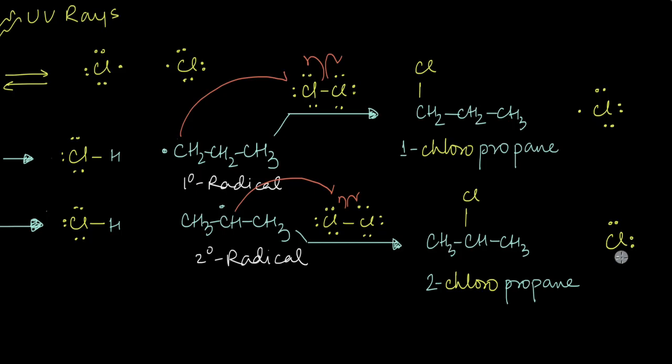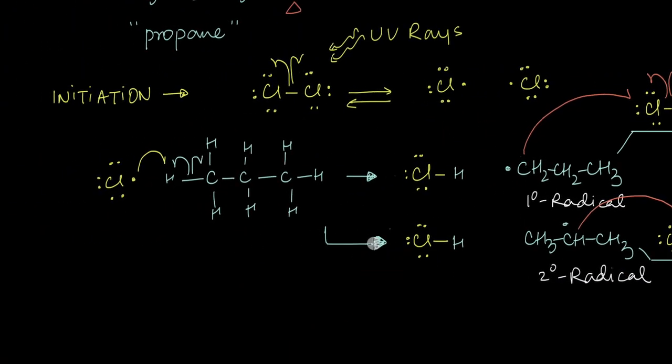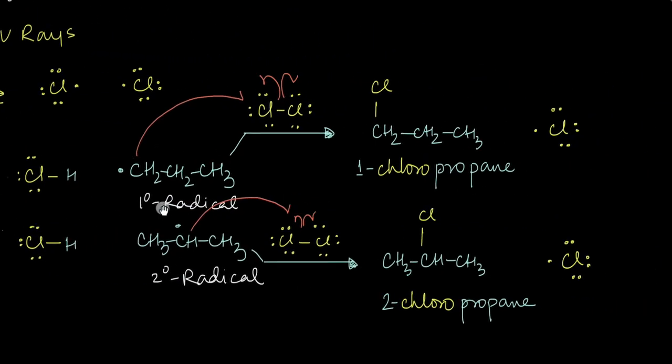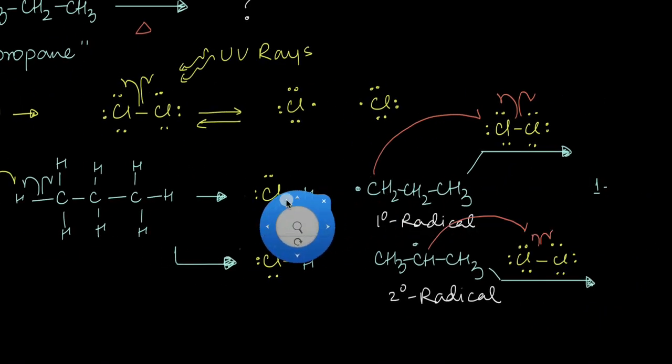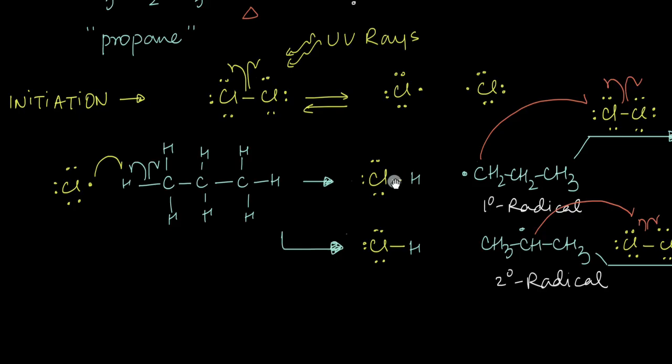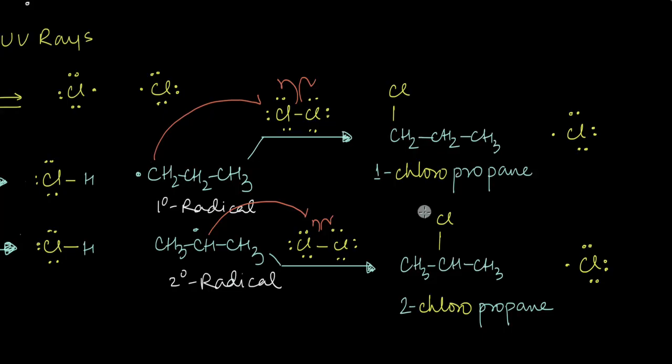Now these chlorine radicals that are formed can then again react with other propane molecules, and this will lead to the formation of some more 1-chloropropane and 2-chloropropane along with the liberation of some more chlorine radicals, and these will then react with even more propane molecules, and this will set off a chain reaction which will ultimately result in almost all the propane molecules getting chlorinated in the form of 1-chloropropane and 2-chloropropane, right?